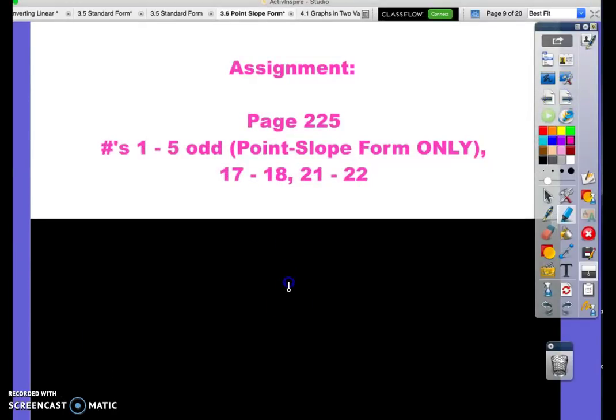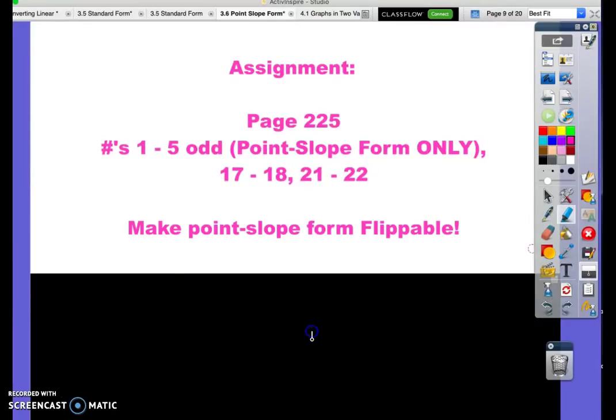Okay, your assignment. It's page 225 in numbers 1 through 5, odd. I want you only to do the point slope form part of it. And then 17, 18, 21, 22. If you are finished with that, you can work on Khan Academy or Compass Learning until the bell rings.